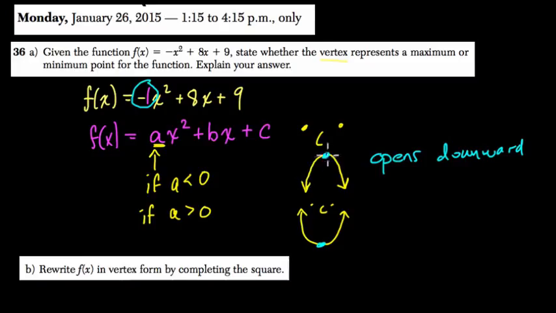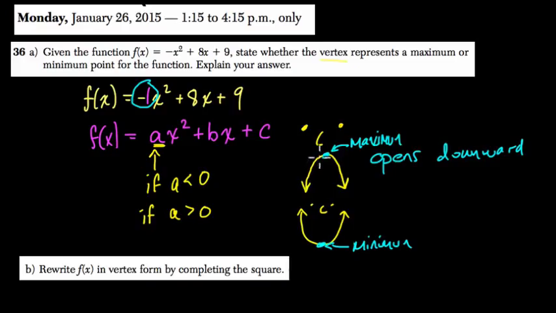So in a frown, the vertex represents a maximum. In a smile, the vertex represents a minimum right here. And that's one way of explaining it. You could say if it's opening downward, the vertex is the maximum point. And here, you might find the vertex for fun. That might help you in your explanation.